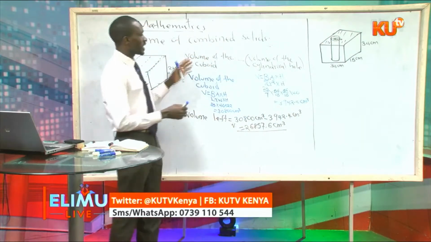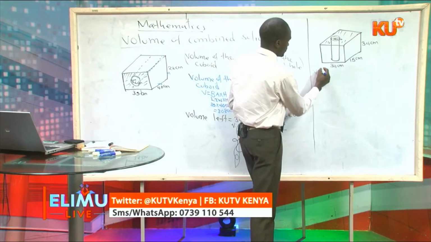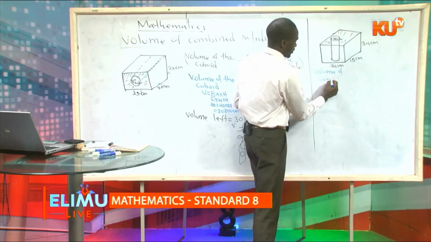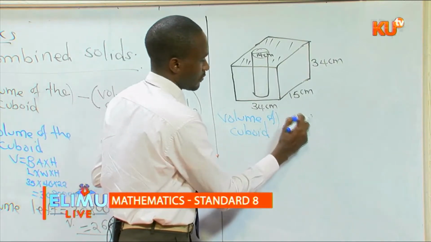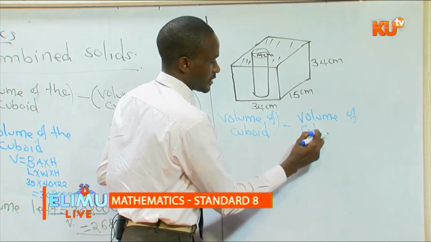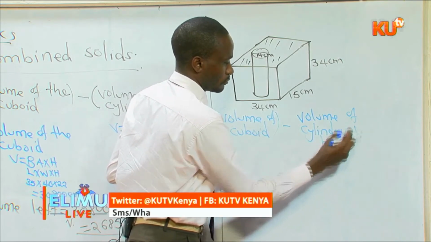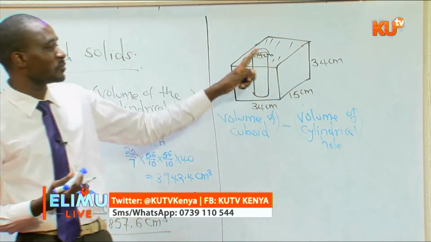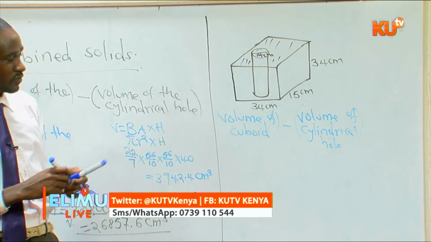So just the way we handled this one, the same way we say volume of cuboid take away volume of cylindrical hole. So I'm saying cylindrical hole because it is what has been removed here. So you have to be careful and know which one has been removed.